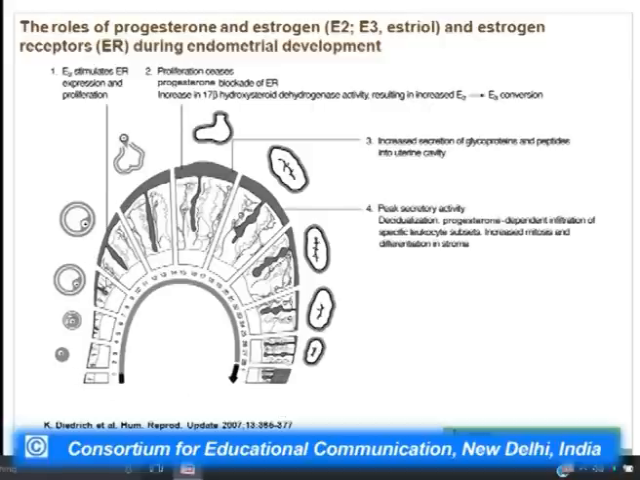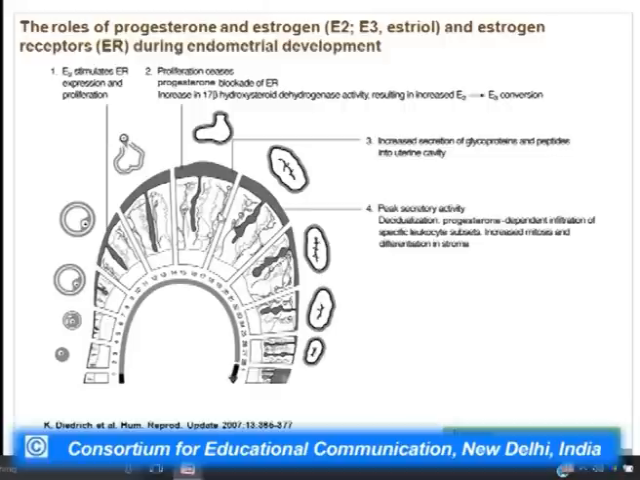The E2 stimulates the expression and the proliferation, and then the proliferation ceases, the progesterone blockade of ER, and then an increase in the other activities increases the E2 to E3 conversion, then increased secretion of glycoproteins and peptides into the uterine cavity. And you can see then this is the maximal growth and the maximal vascularization that has occurred. The peak secretory activity, decidualization, it still remains in the circular form. The progesterone dependent infiltration of specific leukocyte subsets which increased mitosis and differentiation in the stroma.